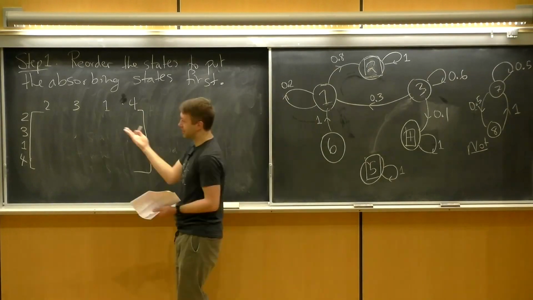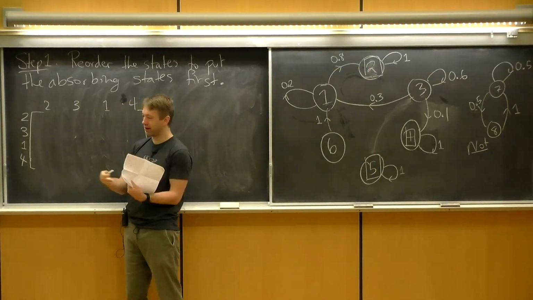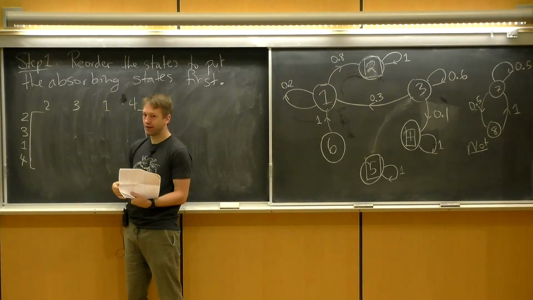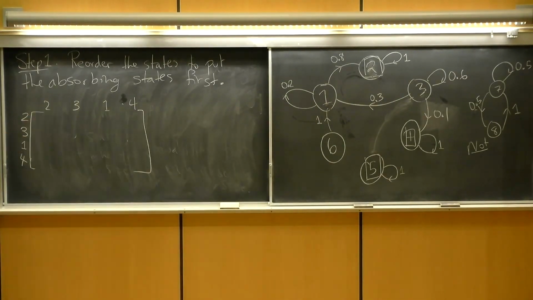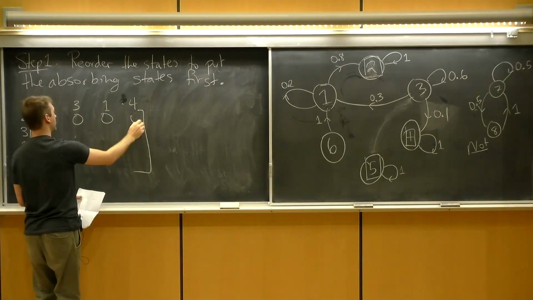Of course, it's valid to do this if I'm just reordering the states, as long as you don't change anything else. So in this position, that's the row for 2 and the column for 2. I need to put the value in that row and column, which is a 1. And then I put the entries for 3, and then 1, and then 4. So 0, 0, 0.